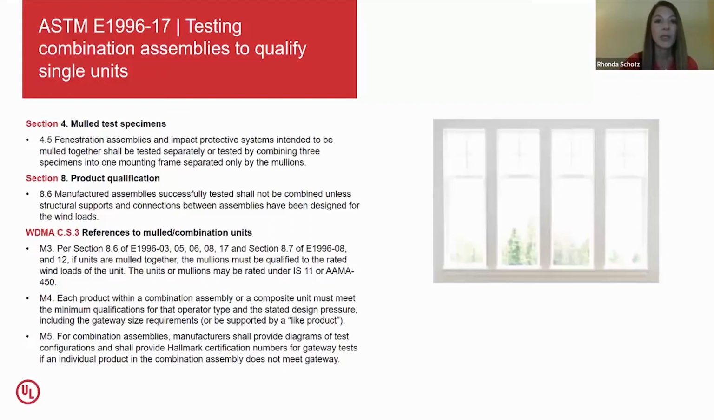Item M4, each product with a combination assembly or a composite unit must meet the minimum requirement qualifications for that operator type and the stated design pressures, including the gateway size requirements. And M5, for combination assemblies, manufacturers shall provide diagrams of the test configuration and shall provide hallmark certification numbers for gateway test if an individual product in the combination assembly does not meet the gateway.